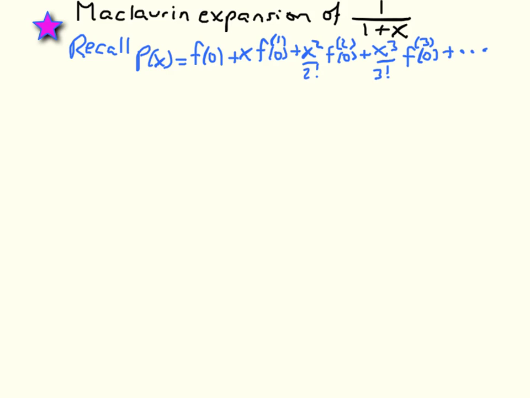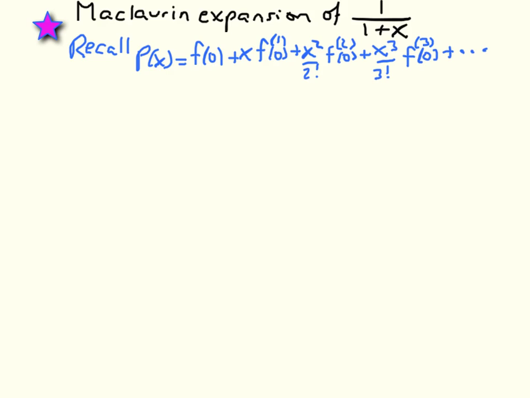So, in the first question, we are asked to calculate the first 4 non-vanishing terms in the Maclaurin expansion of 1 over 1 plus x, and let us recall and write down explicitly the formula for the Maclaurin expansion. So this is a polynomial, and of any particular function, f of x, we evaluate the function at 0, and then we add x times the first derivative of the function evaluated at 0, plus x squared over 2 factorial times the second derivative of the function evaluated at 0, etc., as far as we want or need to take it.